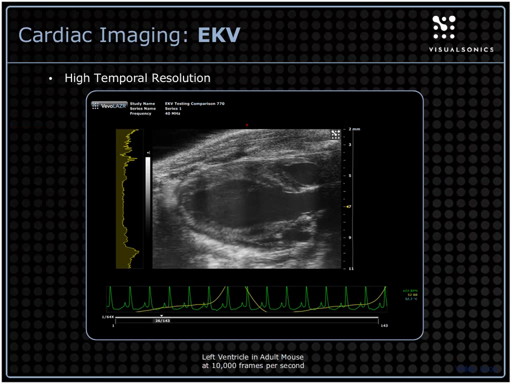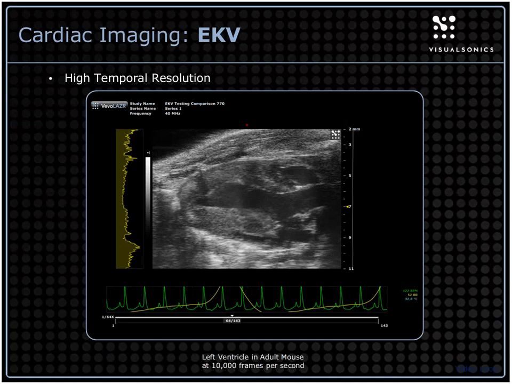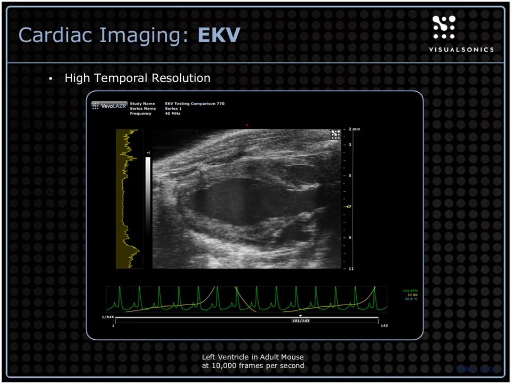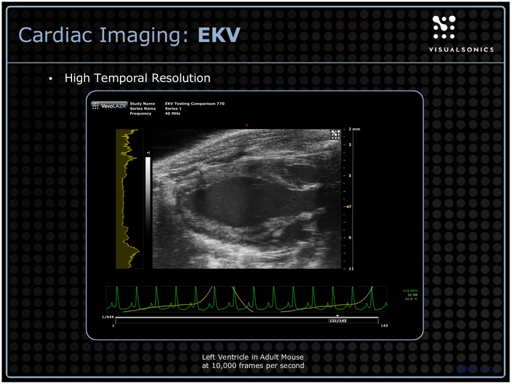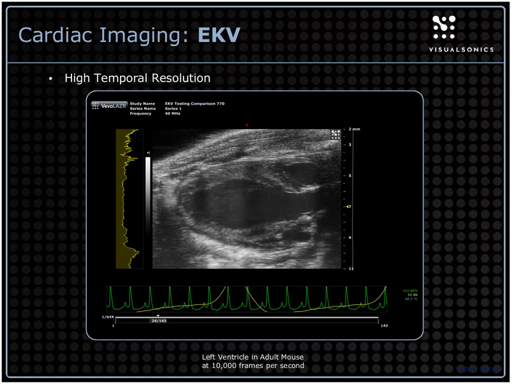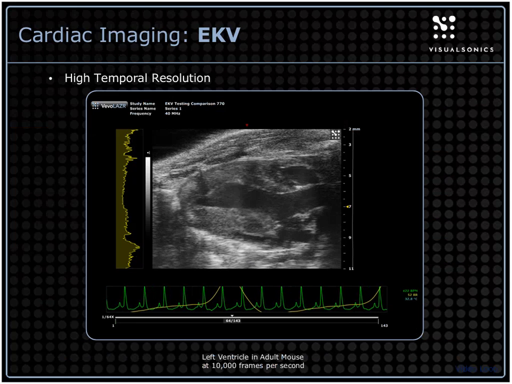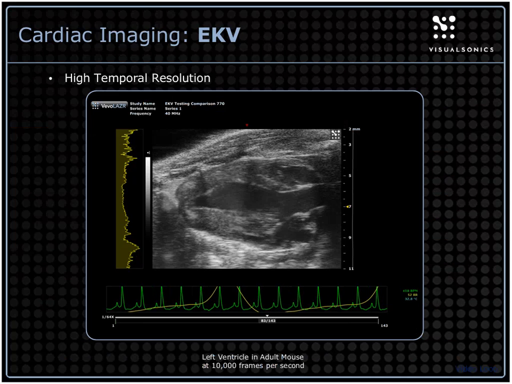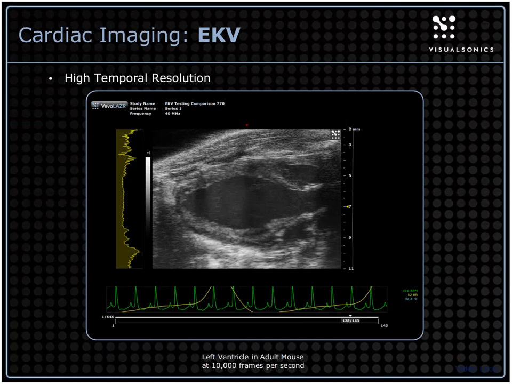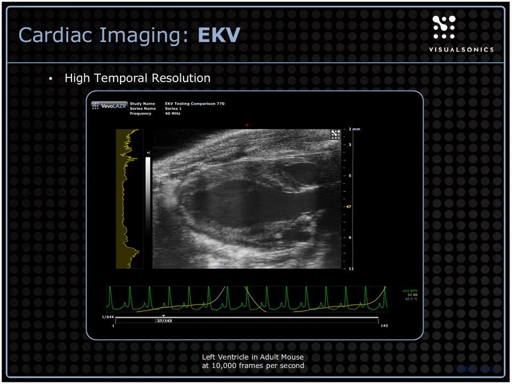This is just a video essentially of a beating mouse heart. It's slowed down, obviously, but now you can really get a sense of the real-time aspect of the imaging here. The cardiac imaging is really our bread and butter, because ultrasound is used in the clinic for cardiac imaging and assessment, and of course this translates very well to a lot of cardiac research that people are doing. So this real-time aspect is demonstrated here.